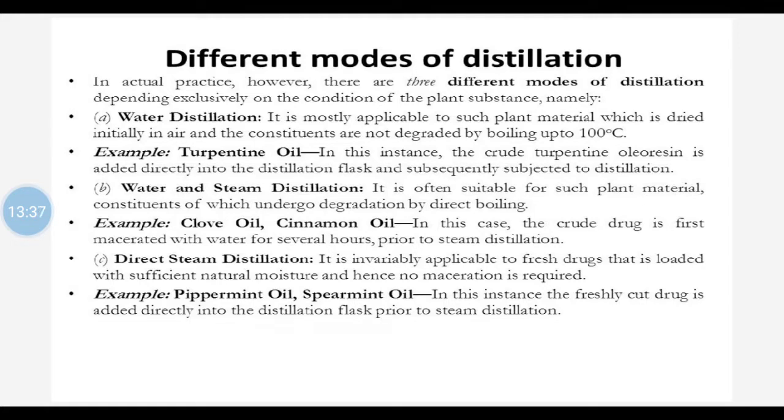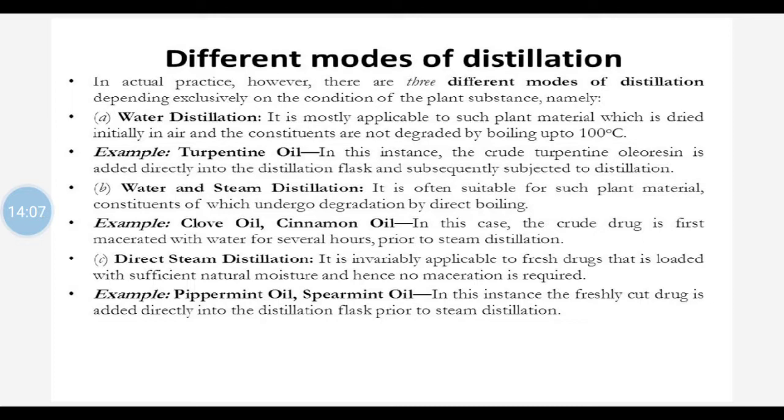Then water and steam distillation for such plant material which undergoes degradation by direct boiling, and therefore steam is used along with the water. For example, clove oil and cinnamon oil. So they are to be initially macerated with water for several hours before steam distillation.